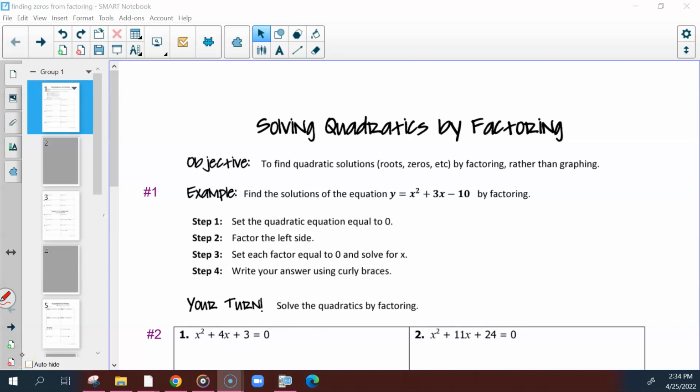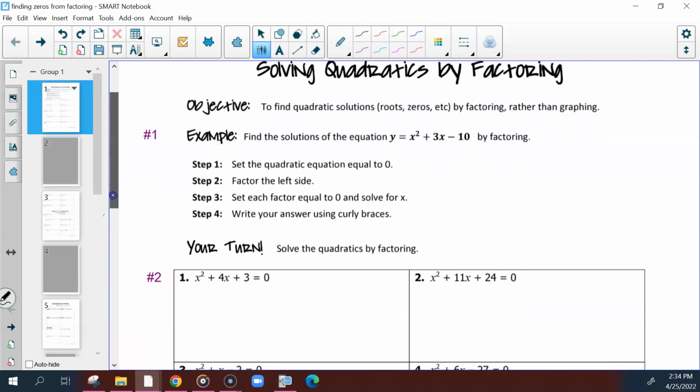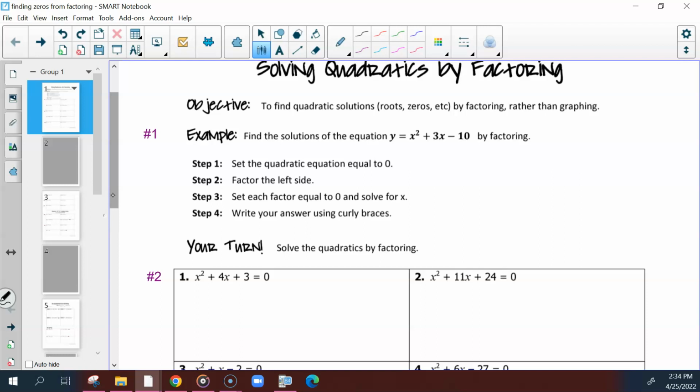Alright, in this video we're going to be talking about how to solve quadratics using factoring. So our goal is to find the solutions, remember that's your roots, your zeros, your x-intercepts, by factoring instead of graphing. So what we're going to do is take whatever equation and polynomial we're given, factor it. After we find the factors, we're going to set those factors equal to 0.